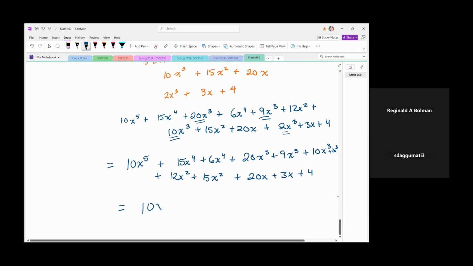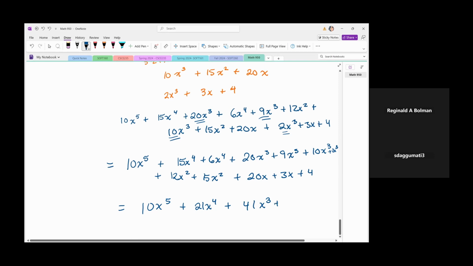So in total, 10x to the fifth, nothing happens there. 14x to the fourth is being added with 6x to the fourth. So now you just have, well, 15 plus 6 gives you 21. So we should have 21x to the fourth. 20 plus 9 is 29. 29 plus 10 gives you 39. So you'll have 39x to the third plus 2, rather 2x to the third, which should give us 41, rather. So we should have 41x to the third.